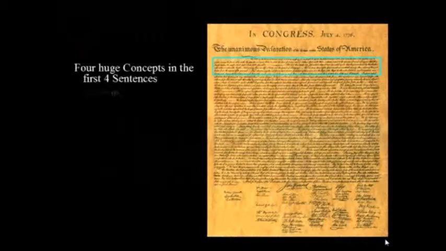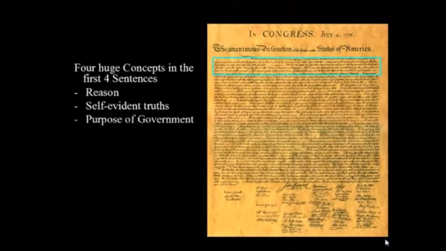These are 4 huge concepts in this first couple of sentences: the reason for the Declaration, the self-evident truths, the purpose of government, and the abolishment of government, and the reasons for it.